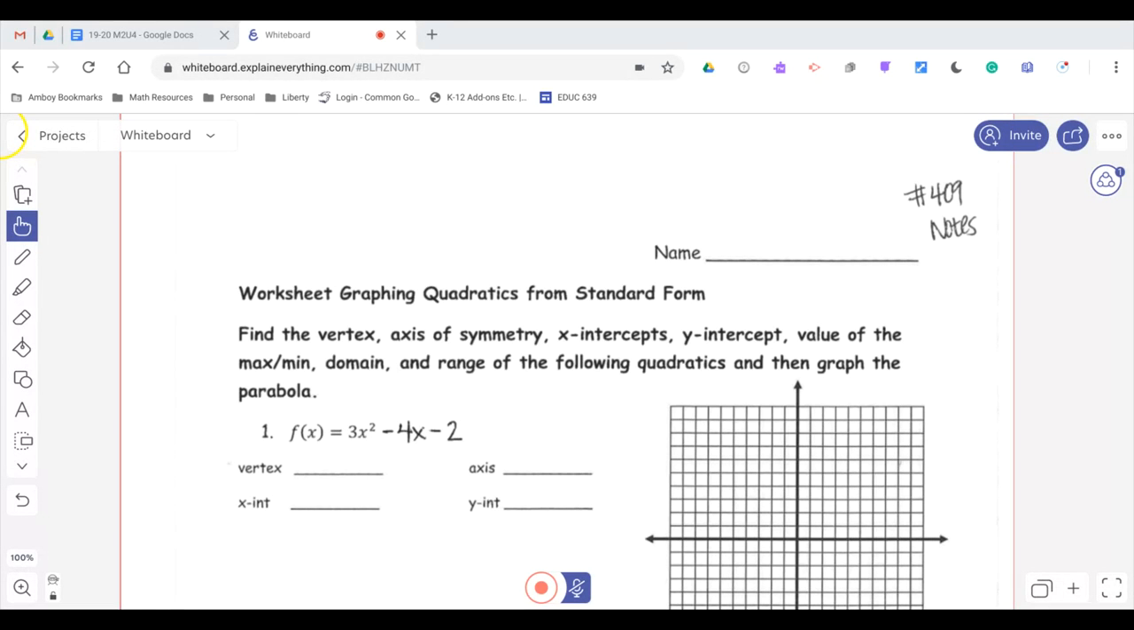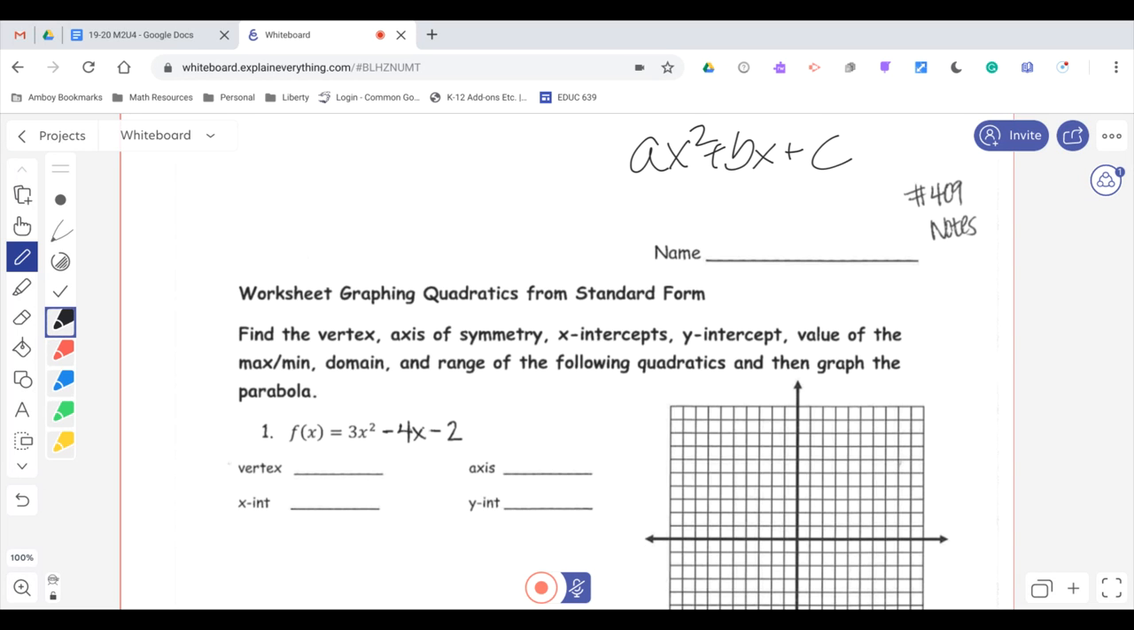Welcome back, Math 2. Today we're going to talk about how to graph these quadratics and parabolas when the equation is in standard form. So reminder that standard form is ax squared plus bx plus c. And our basic steps here, we want to graph the y-intercept. That is an easy point to find in standard form. Then we also want to graph the vertex.